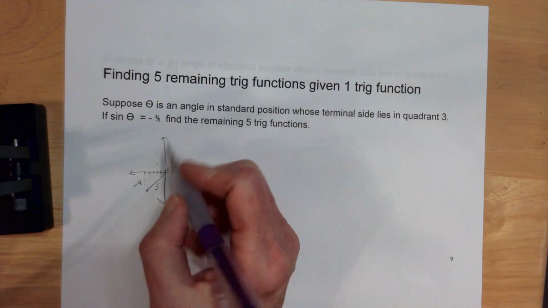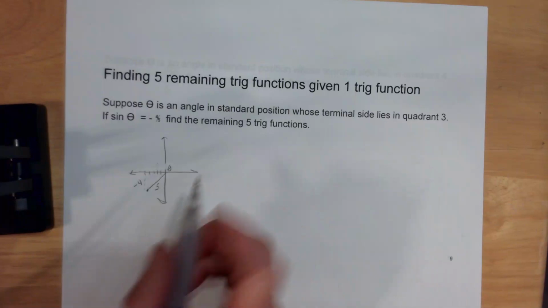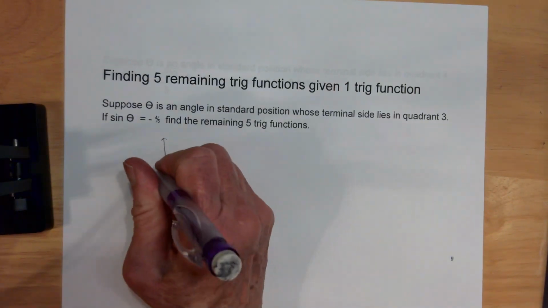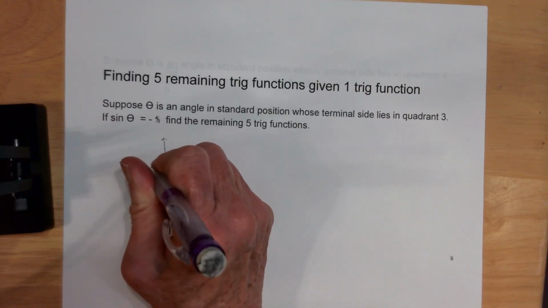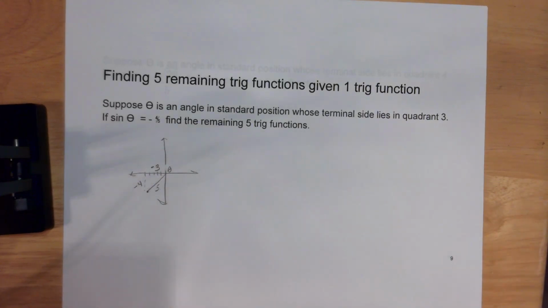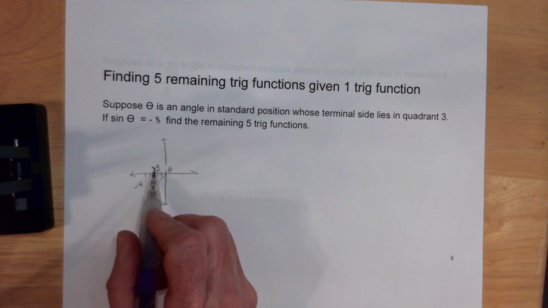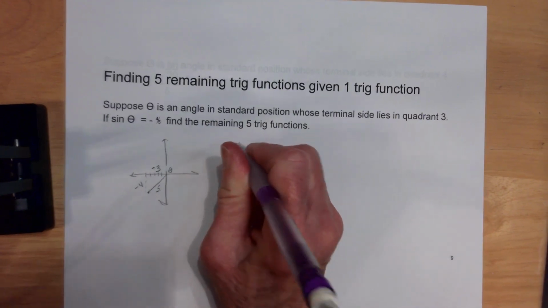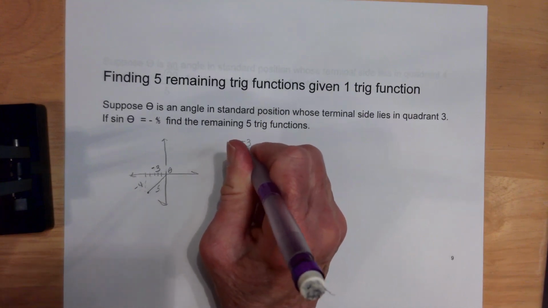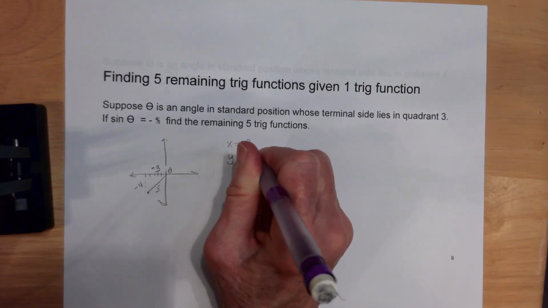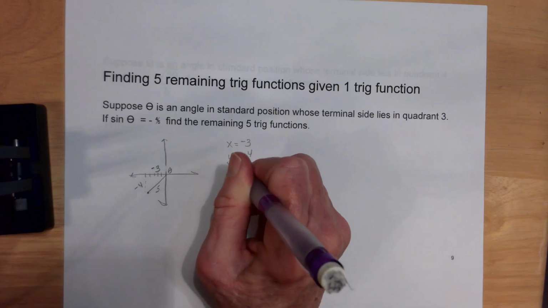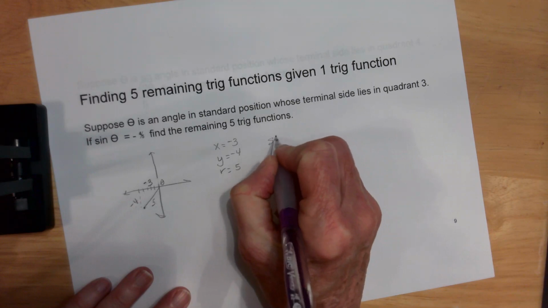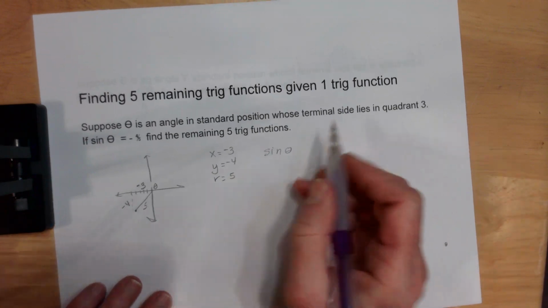If you do that, you're going to do Pythagorean theorem, but you're going to do 25 minus 16, which is 9, the square root of 9 is negative 3. Now, if it's in the third quadrant, you know that both of those are negative, the x and the y. I could just list this out. X is negative 3, y is negative 4, and r is 5. Now I just have to go through and list all my trig functions.